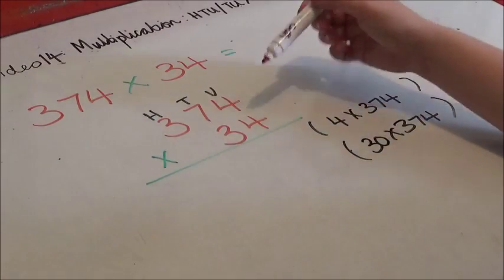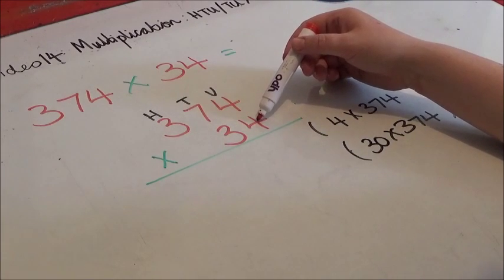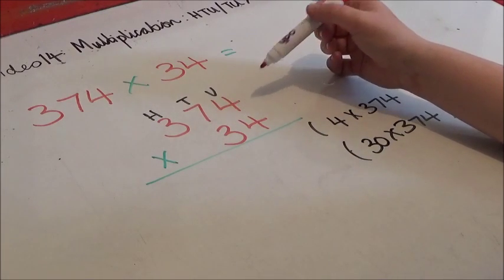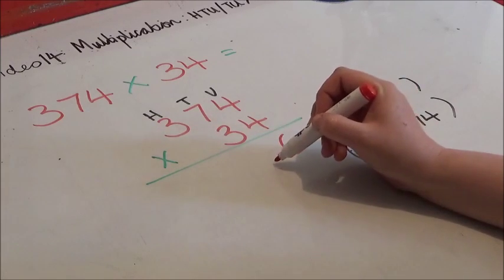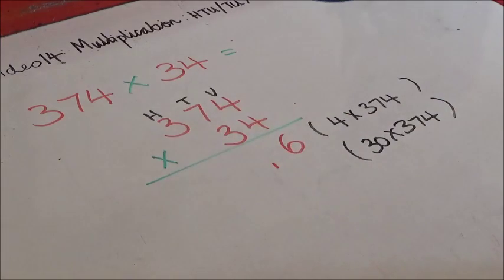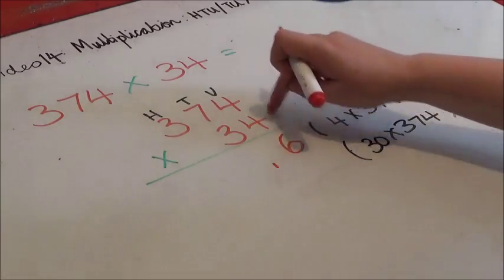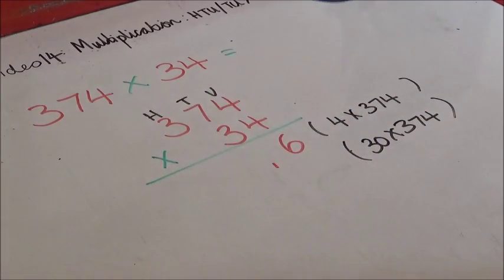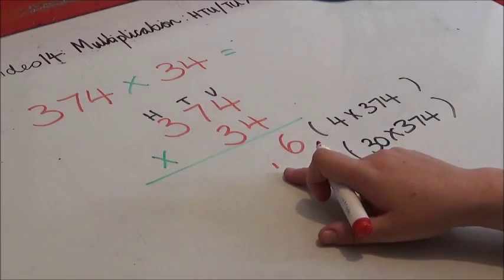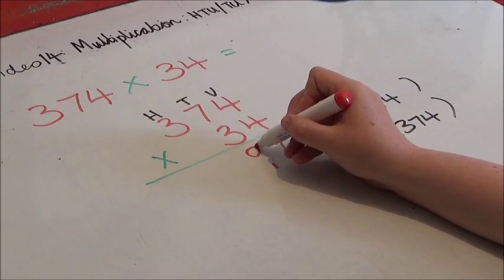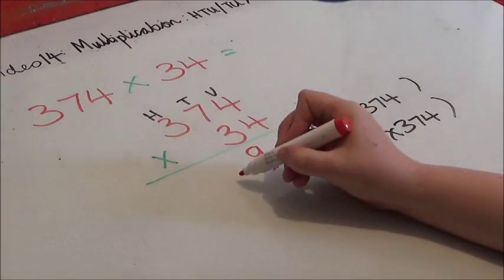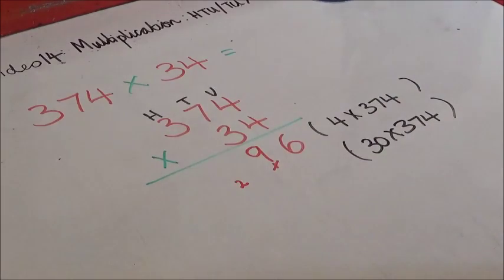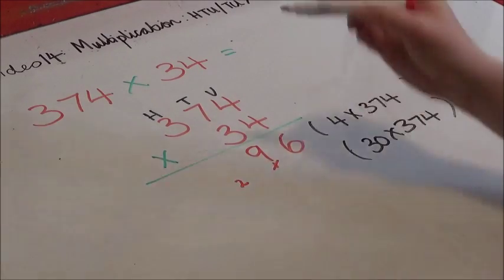So, using the carrying strategy, 4 times 4 is 16. So I'm going to put the 6 here and carry the 1 underneath. 4 times 7 is 28, add that extra 1 is 29. I'm going to put the 9 here, I'm going to put a line through that so I don't get confused, and I'm going to carry the 2 to the next place value column.